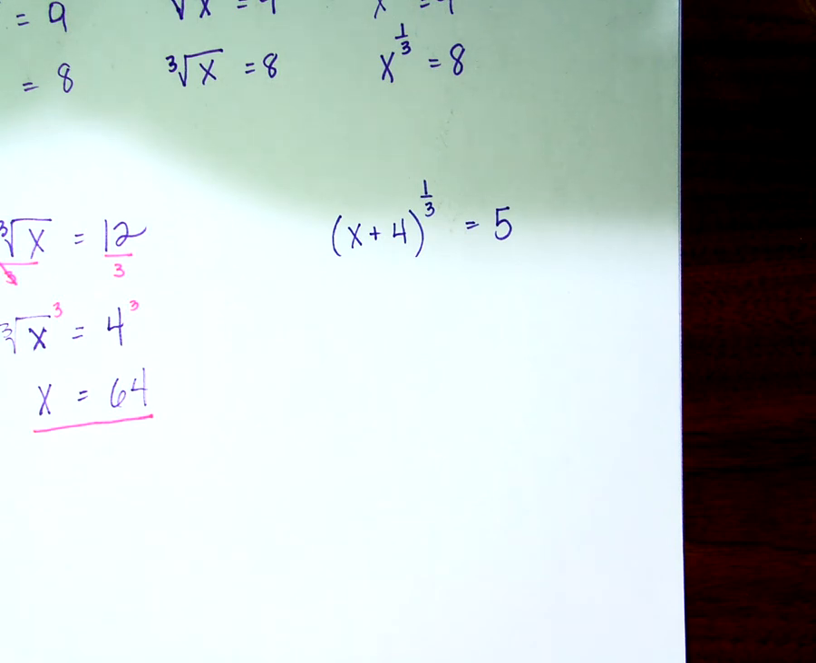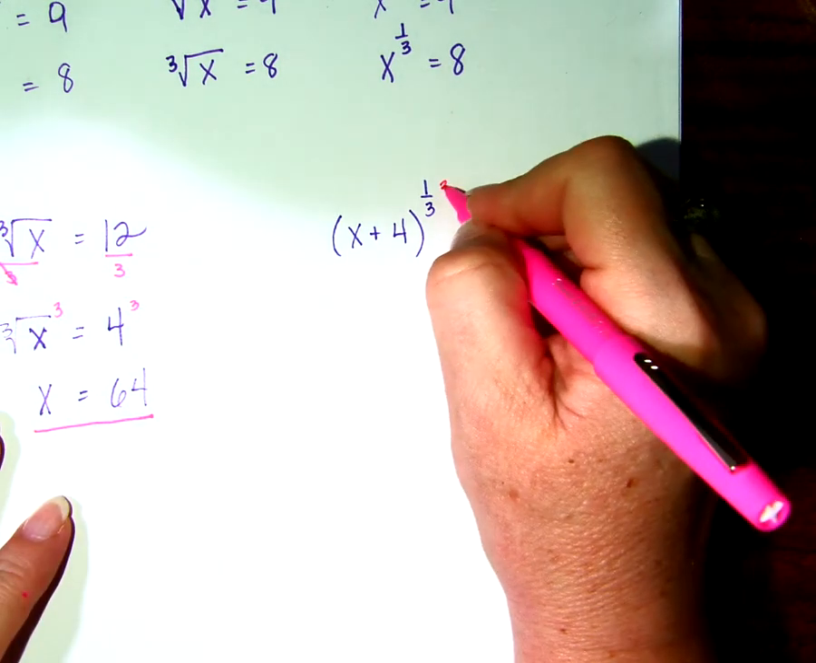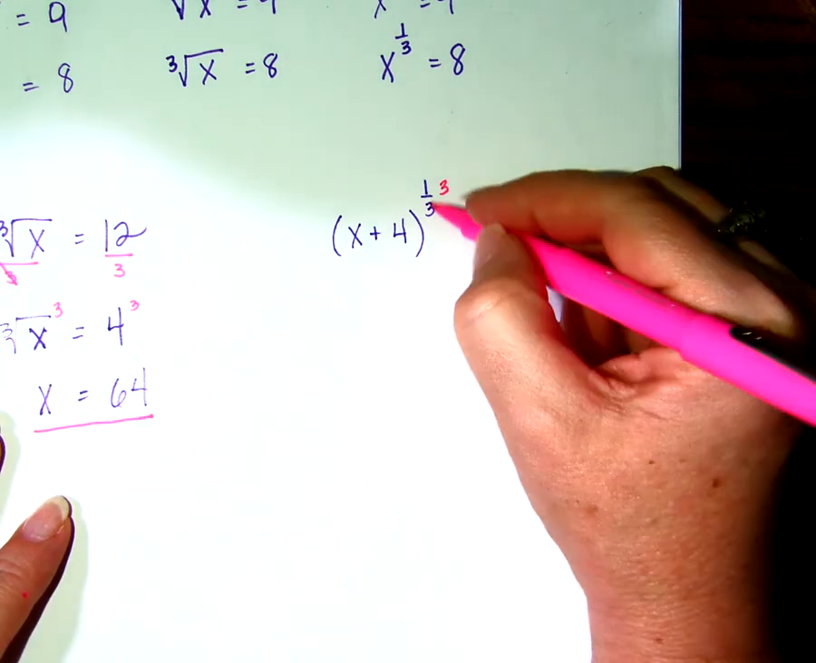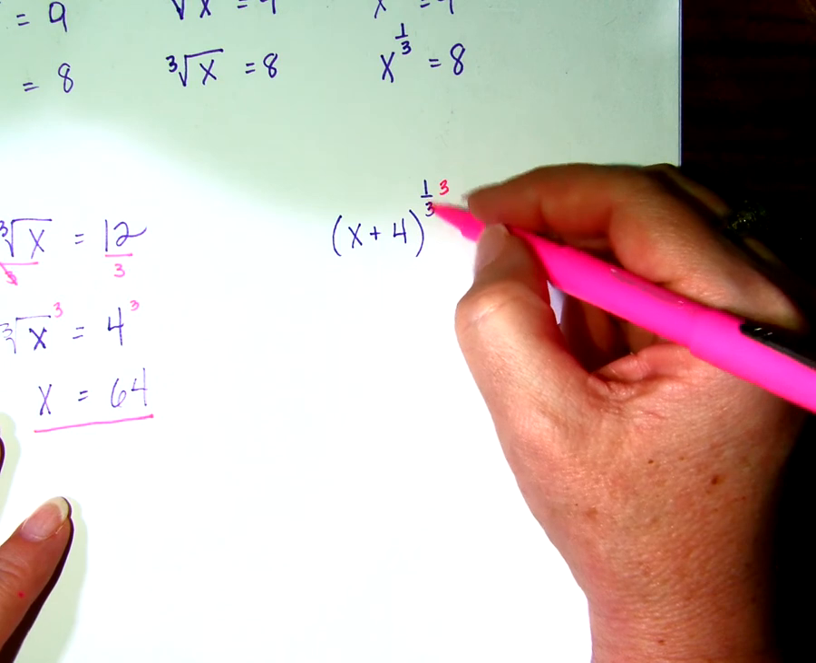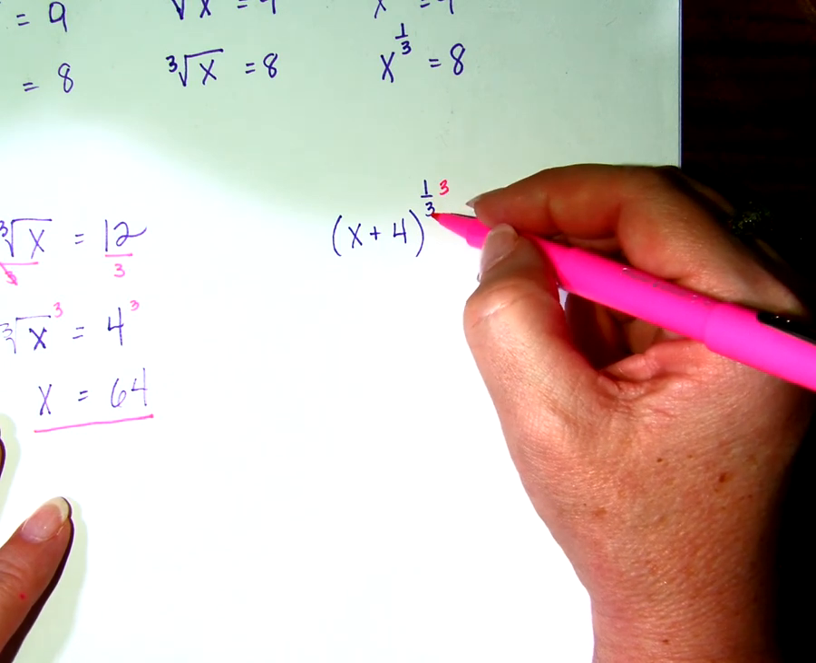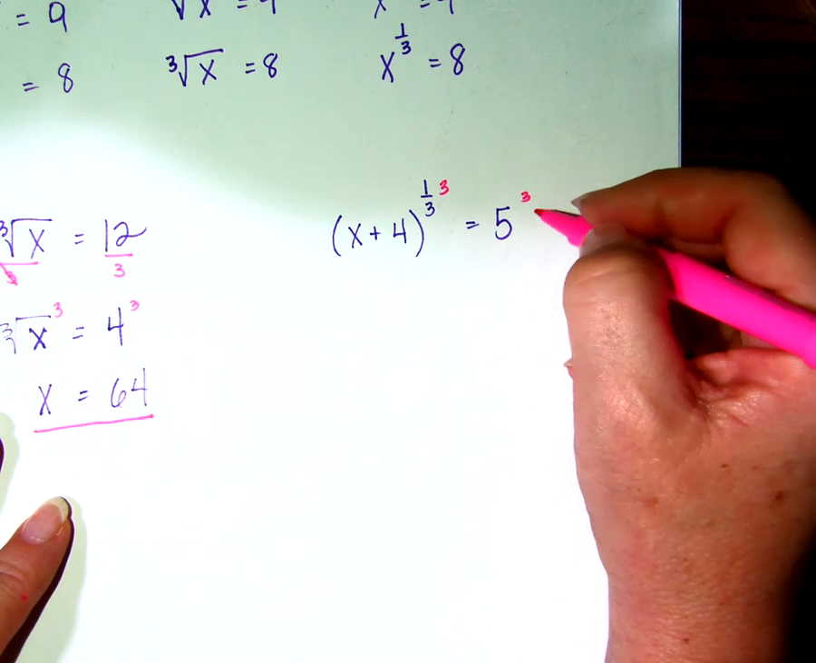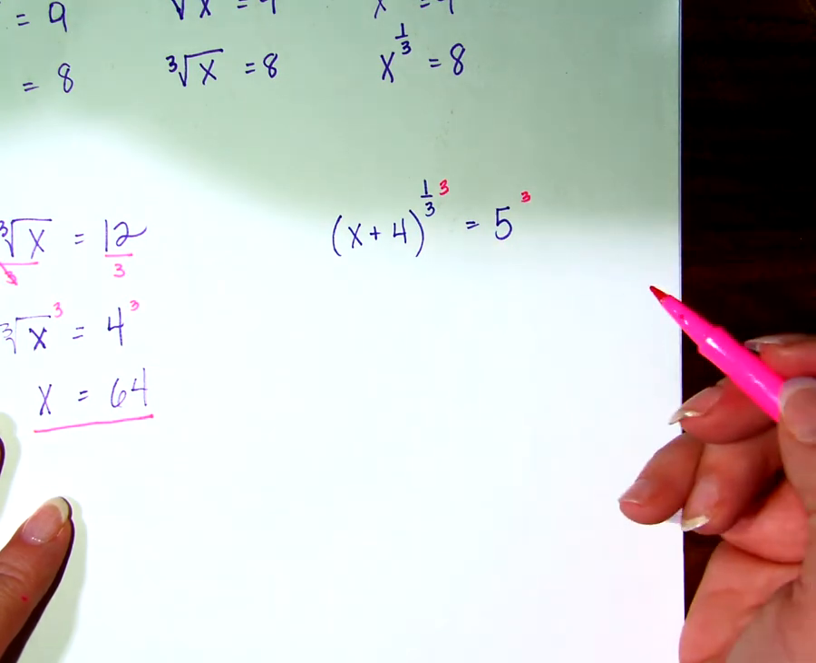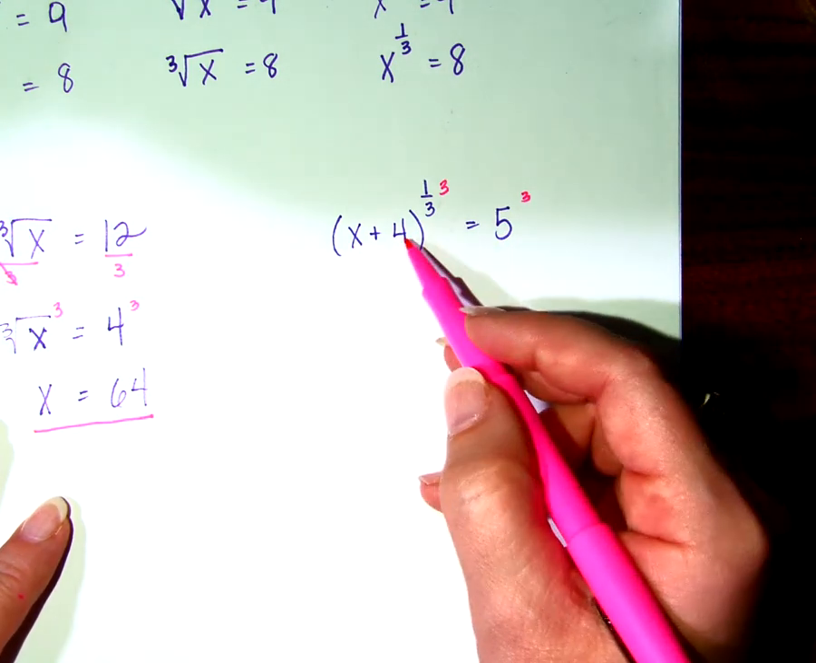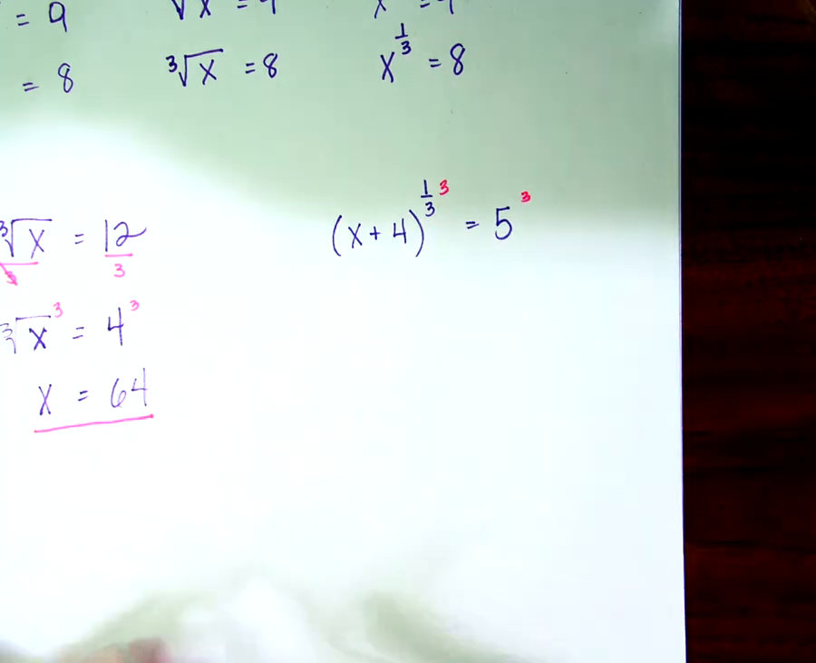How do I undo the 1/3 power? Cube it, right? So I cube both sides. Some people like to think, oh, it's the reciprocal of that. Well, it is. So good. Whatever power that is, reciprocal, multiply each power by that, and we can go on, right? So what is (x plus 4) to the 1/3 to the 3rd?